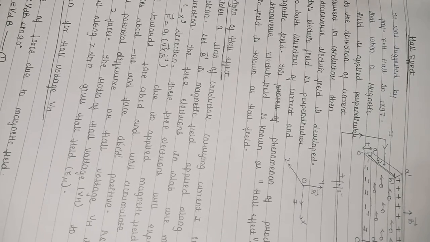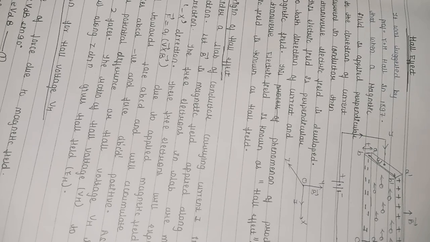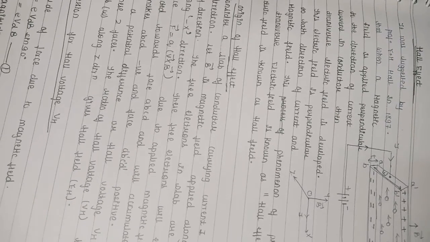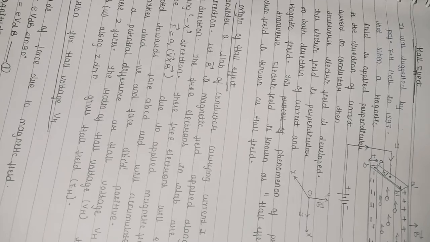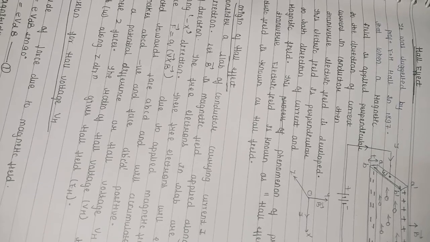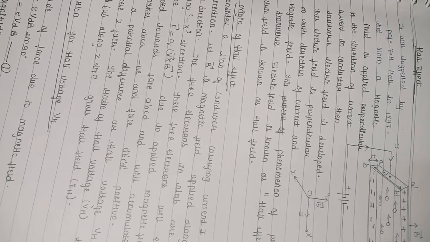Today we are going to discuss the Hall effect. It was suggested by Professor E. H. Hall in 1897 that when a magnetic field is applied perpendicular to the direction of current in a conductor, then a transverse electric field is developed. This electric field is perpendicular to both the direction of current and the magnetic field.